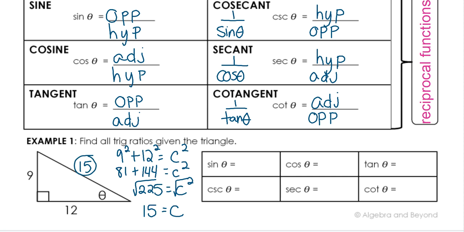So now looking at where theta is, it helps me often to be able to kind of label the sides based on where theta is. So if theta is in that bottom right corner, the one across from it is my opposite.